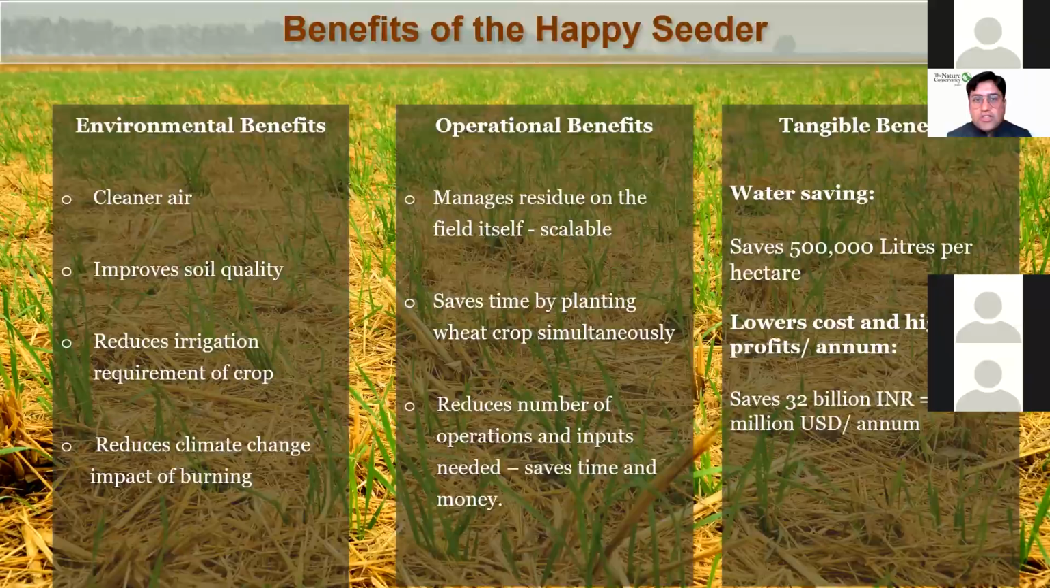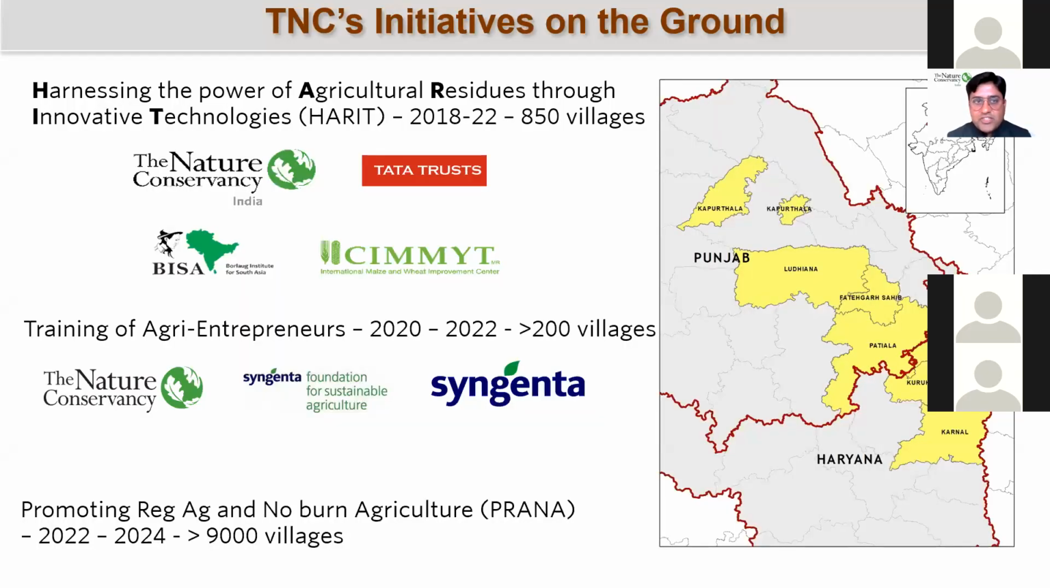So we have right now 3 initiatives, projects on the ground. One is Harit, where Tata Trusts is a major partner along with BISA and CIMMYT. We have completed 3 years of operation of Harit in 850 villages in 7 districts of Punjab and Haryana. Then there are agri entrepreneurs that we are working with, around 150 agri entrepreneurs in around 200 villages, with the Syngenta Foundation team. These agri entrepreneurs provide crop residue management services on a rental basis to different farmers, with different machines.